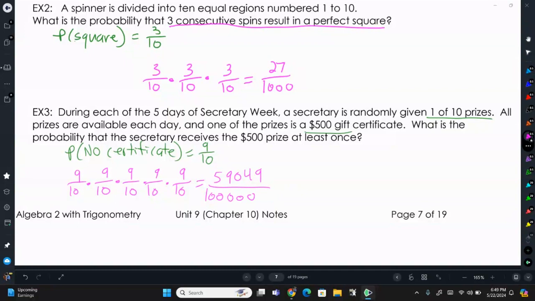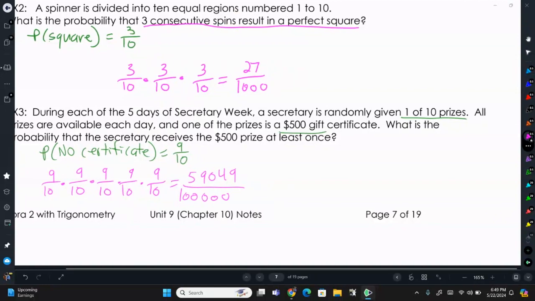So she has a 59,049 out of 100,000 chance to not get the prize. So we could change it to a percentage or a decimal at this point, or we can wait until afterwards. So if that's the probability that she won't get the prize, the probability that she will get the prize of the $500 gift certificate is 1 minus that terribly ugly fraction.